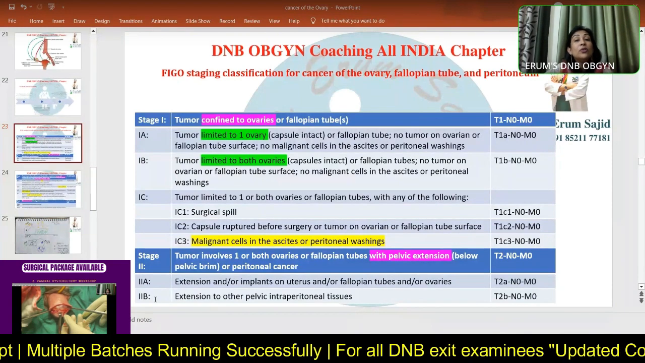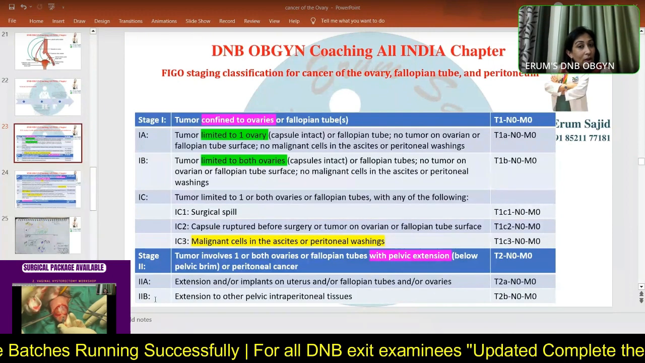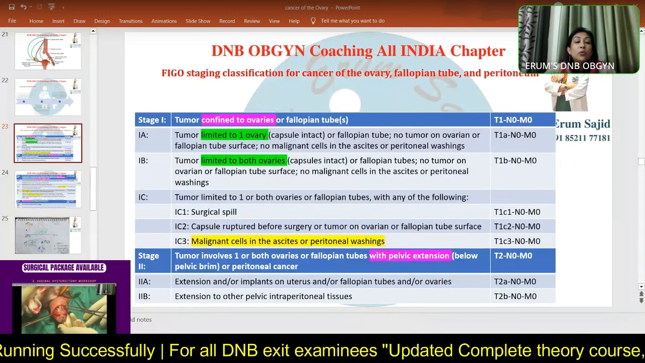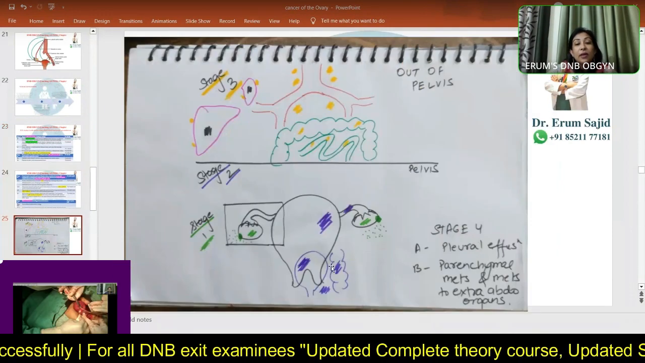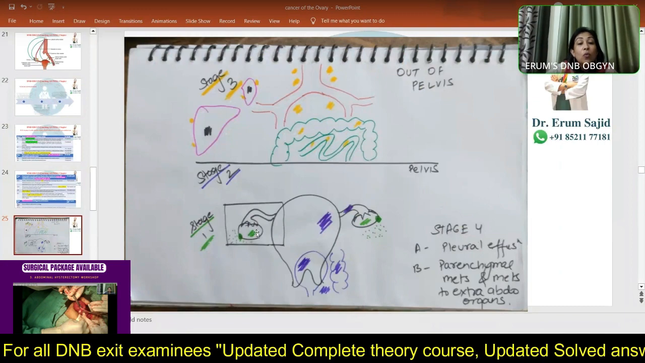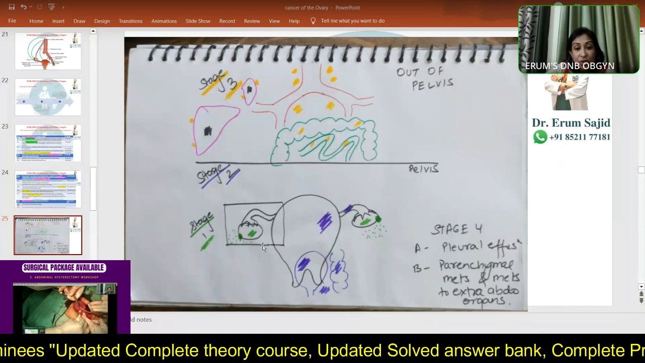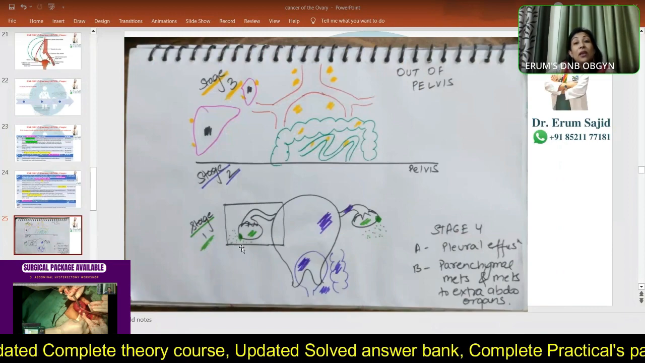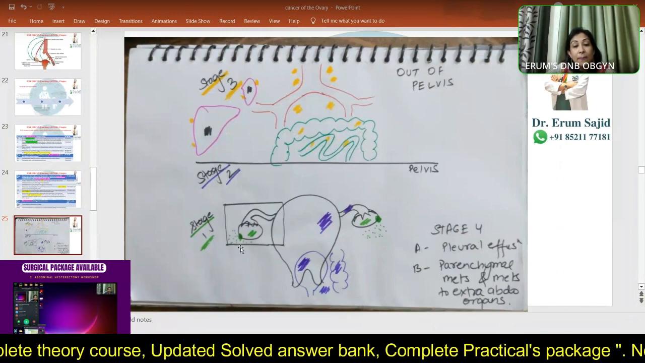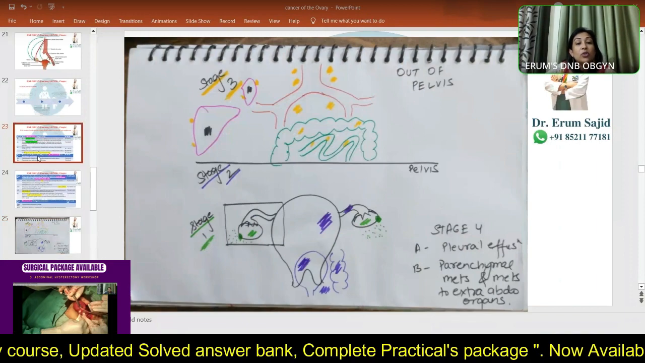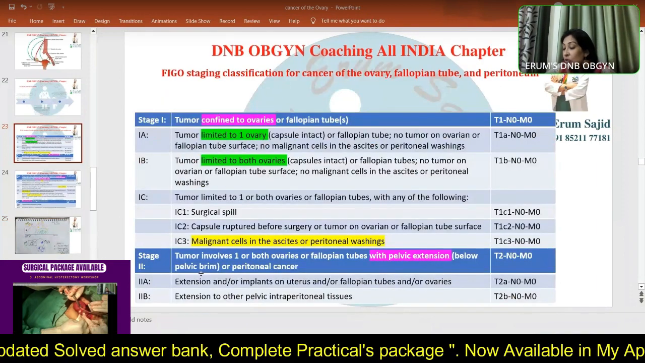Now, going on to stage 2. Are you okay with stage 1, guys? It just remembers beautifully, you can see over here. This one ovary, 1A. Both the ovaries, 1B. B for both, B for B stage. And then C is spill. C is for spill. Right? Let's move on to stage 2.